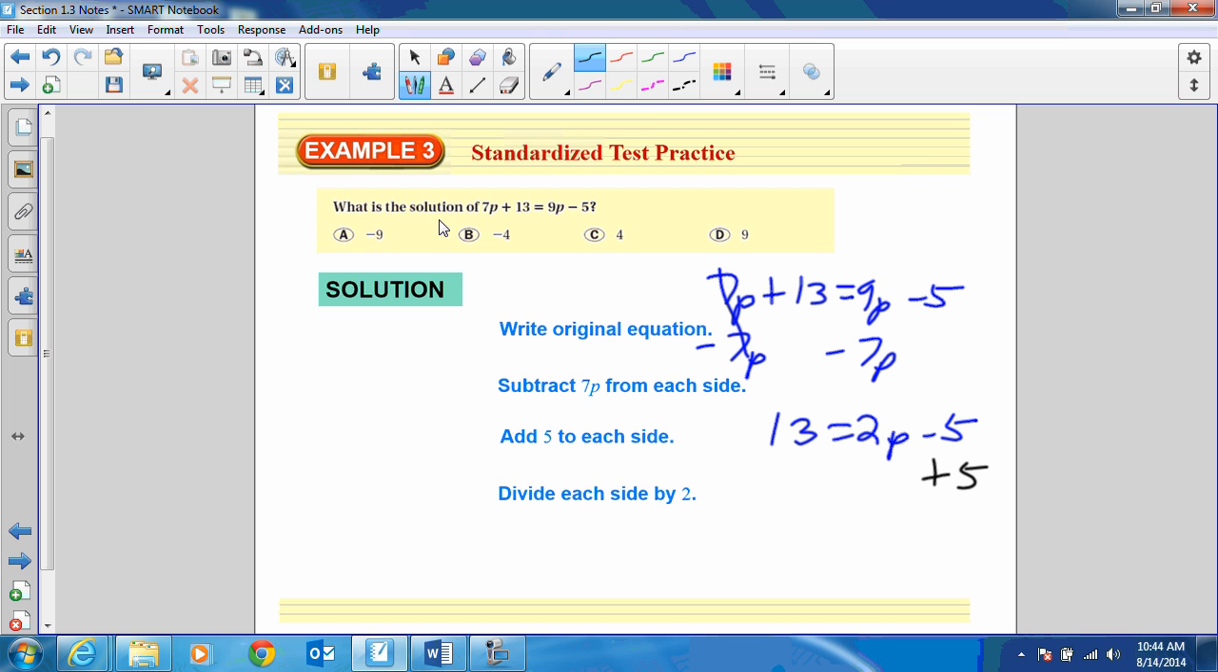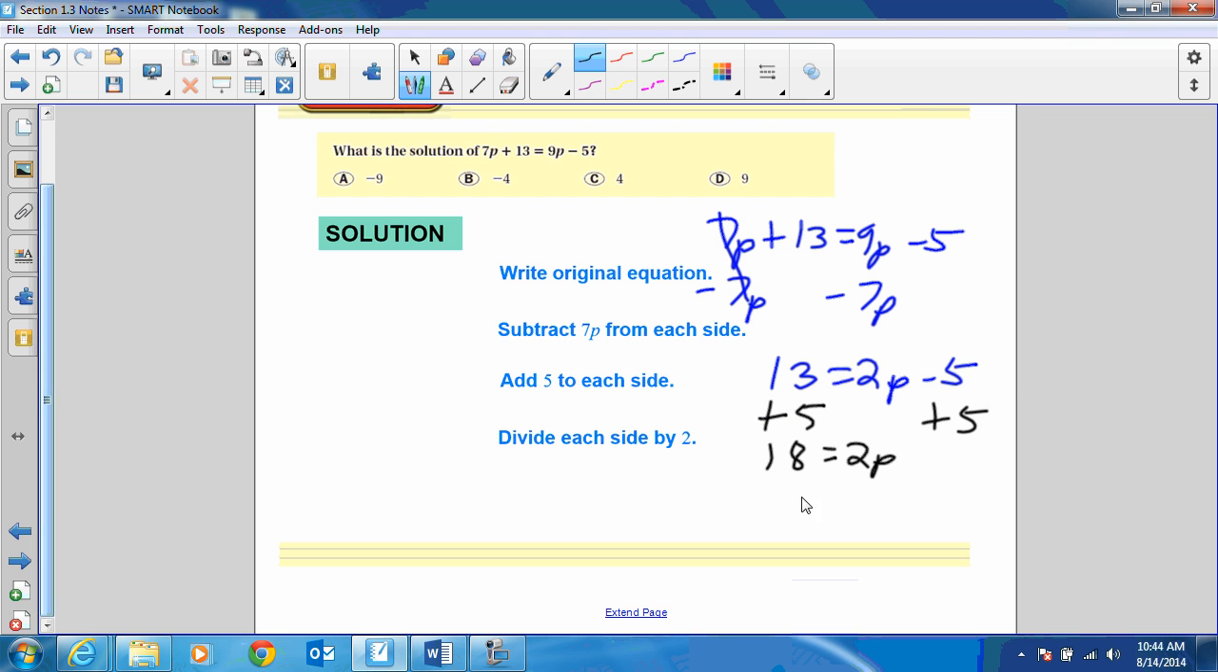First thing, when you have letters on both sides, you want to combine like terms. You always want to do the letters first. It always makes it easier, because once you do the letters first, then it's just the normal linear equation problems that you've always had. But if you do the numbers first, then some people get confused on combining the letters. Always try and combine the letters first. So you add 5, you get 18 equals 2P. The last step is divide by 2, and you get 9 equals P.